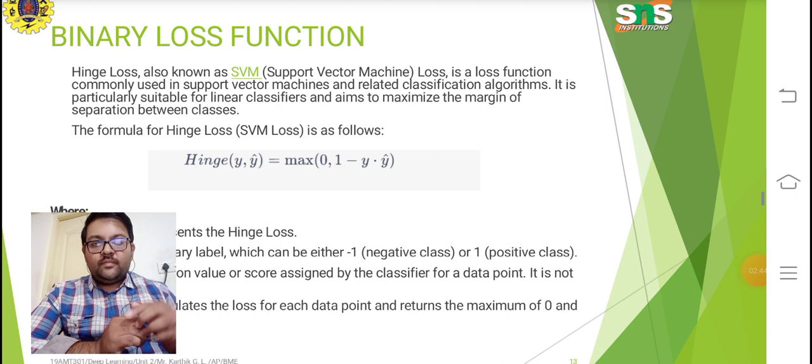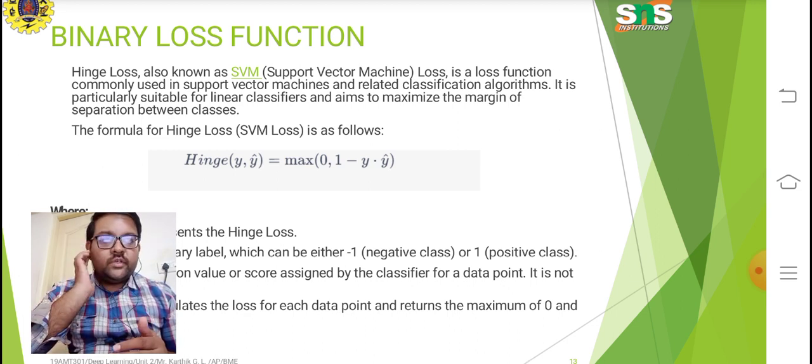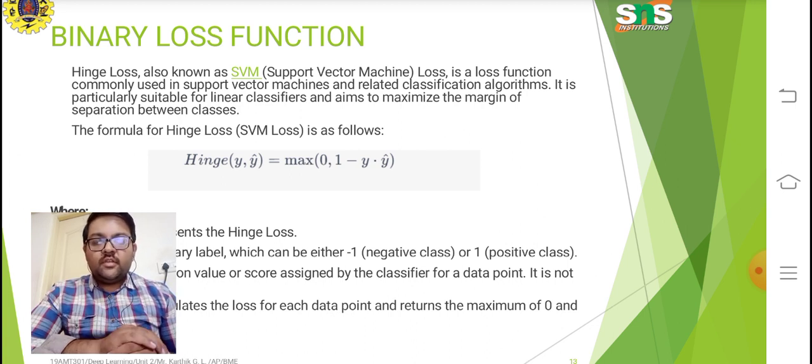Next, hinge loss, also known as support vector machine loss, is a loss function commonly used in support vector machines and related classification algorithms. It's particularly suitable for linear classifiers and aims to maximize the margin of separation between the classes. Margin of separation means, as we have seen in the support vector machine, the hyperplane between the two classes.